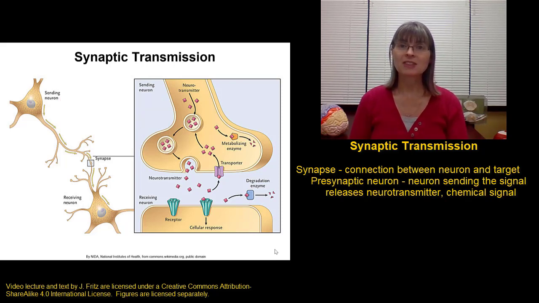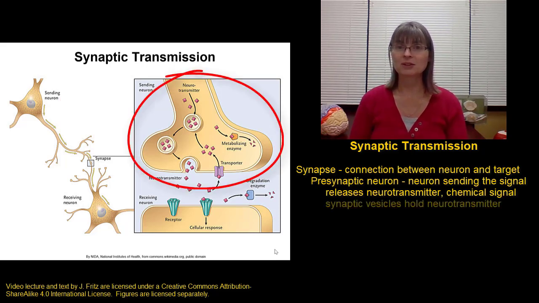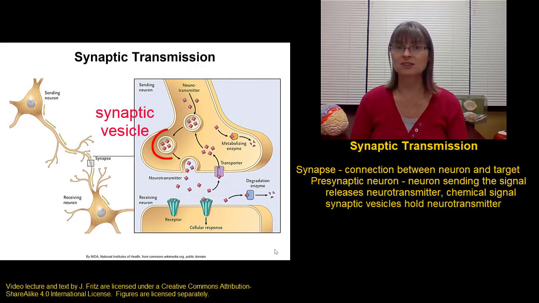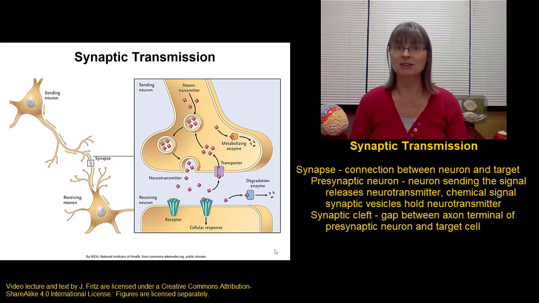When we look at the axon terminal of the presynaptic neuron, we can see that it's filled with these vesicles. These are called synaptic vesicles, and they're filled with neurotransmitter, the chemical that's going to be released by the presynaptic neuron. The neurotransmitter gets released into the synaptic cleft. That's the space in between the presynaptic neuron and its target cell.